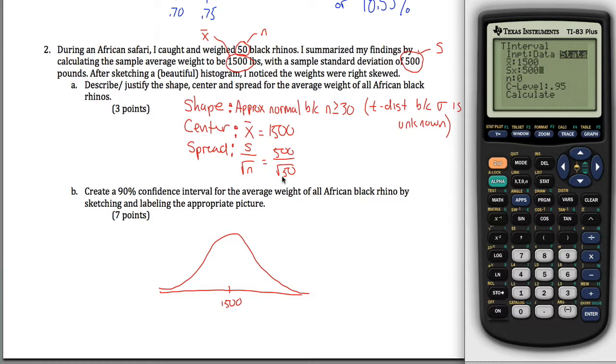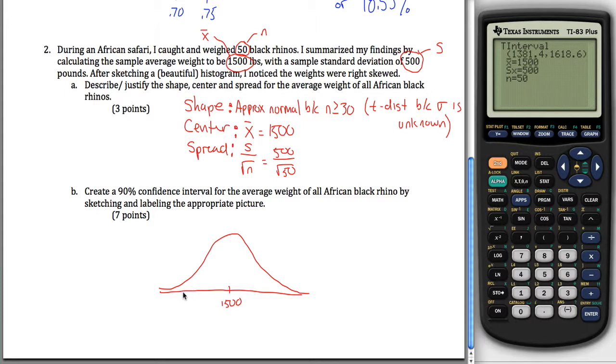You don't put in 500 over the square root of 50. You put in 500 on this line, and you put in 50 on this line, and it calculates that spread for you that it uses. But you don't actually type that in. We want a 90% confidence interval, so you can put in 0.9, 0.90, 90, any of those will work. I'm going to calculate. And it thinks for a minute.